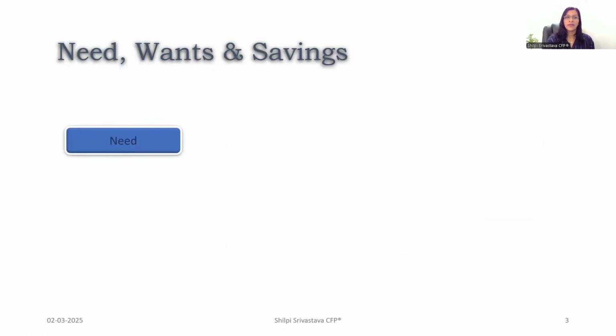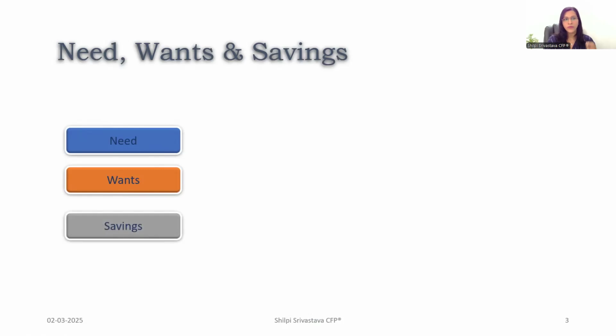Now, the second point, which is very important in this video, is the categorization of whatever you are going to save or spend. So spending could be two categories, need and want. Both are spending. And saving is where you are going to invest for your financial freedom or goals. Financial objectives will be met by your investments. So three important components: needs, wants, and saving.